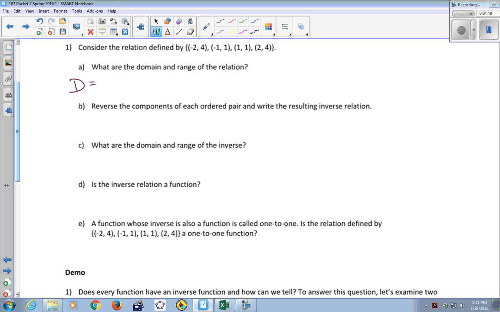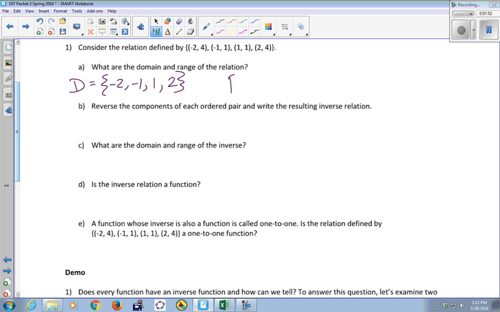The domain is a set of all x values, right? Yeah, it's -2, -1, 1, and 2. Why is that different from saying -2 to 2? Yeah, that includes all the numbers between the integers, like 1.5, right? Which is actually not part of the domain. Okay, so when it's just 4 points, you just list the x values individually.